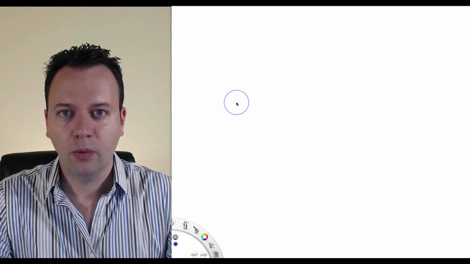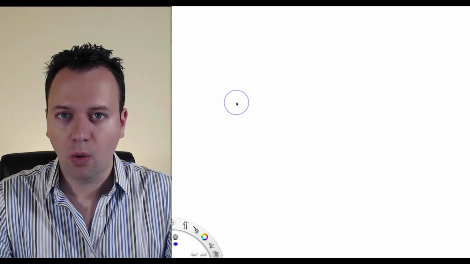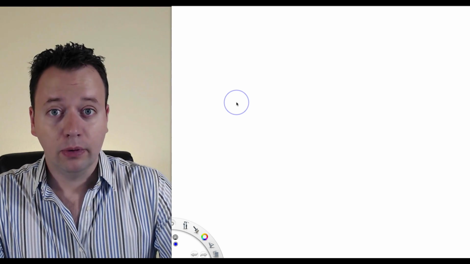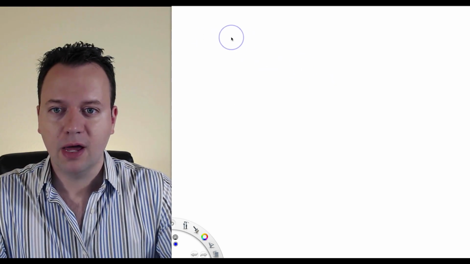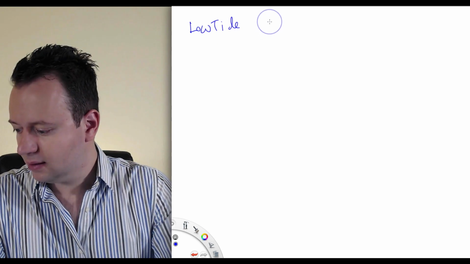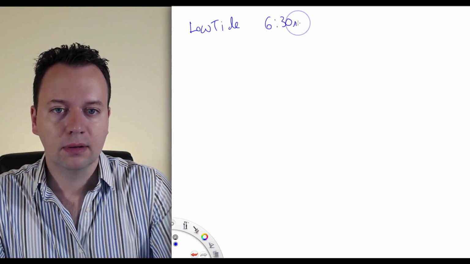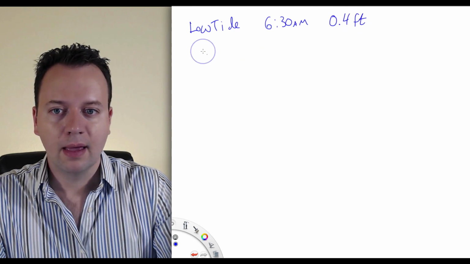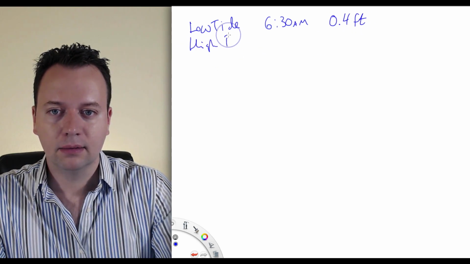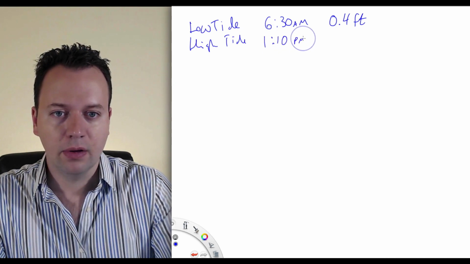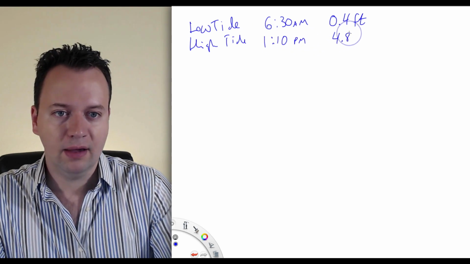In this example, we want to model the water level at Monterey Bay as a function of time. Now, we're given some information about the tides on a given day. Low tide was at 6:30 a.m. and the water level was 0.4 feet. And then high tide was at 1:10 p.m. when the water level was 4.8 feet.